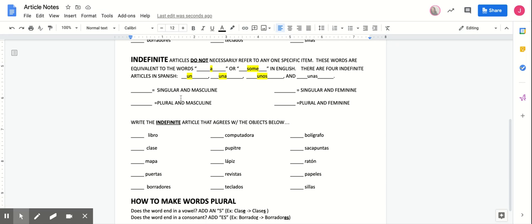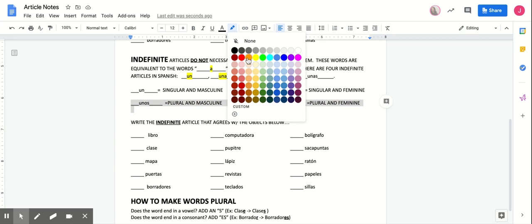So which one do you guys think the singular and masculine one is? The singular and masculine one is going to be un because it doesn't end in an A. So we have un. Singular and feminine one is going to be the one that ends in an A. So we have una. Plural and masculine, we have unos. And then plural and feminine, we have unas. Remember, these ones here are going to be the ones that mean some.